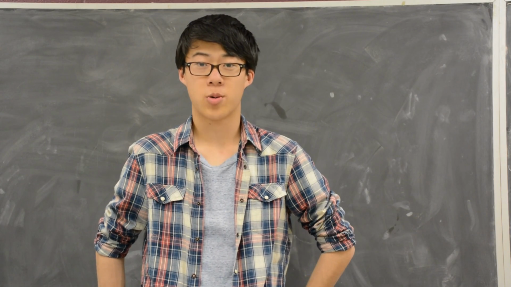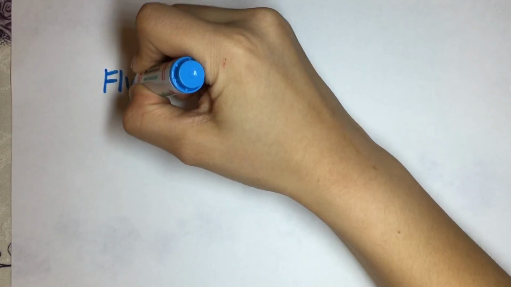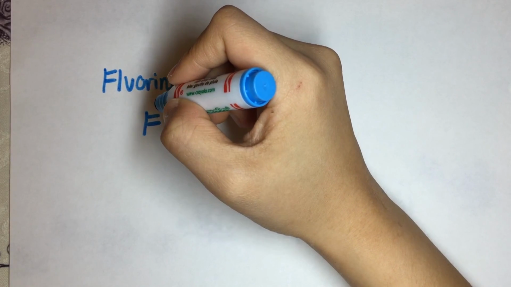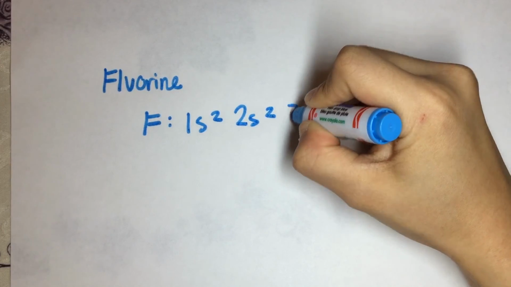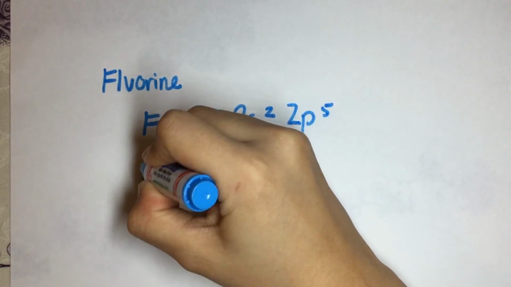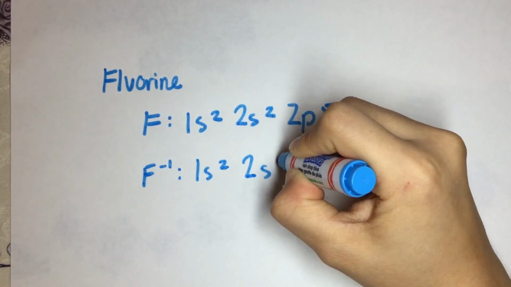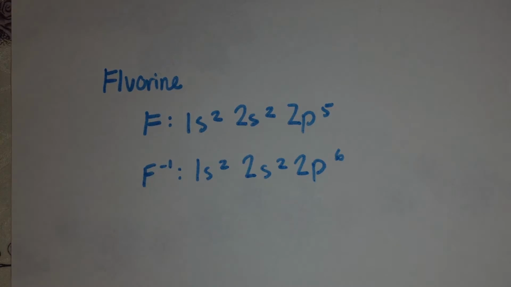Lastly, let's talk about how to write electron configurations for ions, starting with negative ions. Whenever you create a negative ion, always add electrons to the unoccupied orbital with the least energy. An example would be fluorine. Fluorine has an electron configuration of 1s2, 2s2, 2p5. Therefore, fluorine 1- has a configuration of 1s2, 2s2, 2p6. The extra electron is added to the 2p orbital, because that is the unoccupied one with the lowest energy.